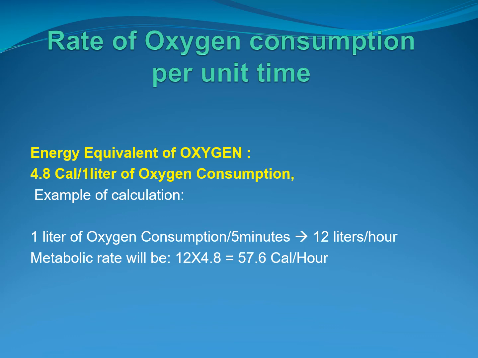As an example of calculation, if we have 1 liter of pure oxygen consumption per 5 minutes, that means we are having 12 liters of pure oxygen consumption per hour, and the metabolic rate is a result of multiplication of 12 liters by 4.8, which is the energy equivalent of oxygen, which will be equal to 57.6 Calories per hour.